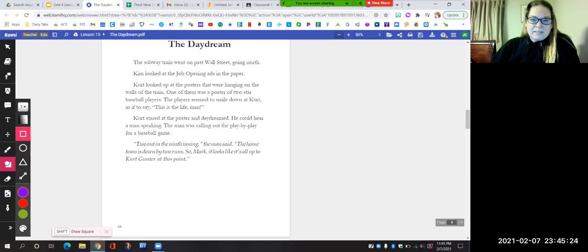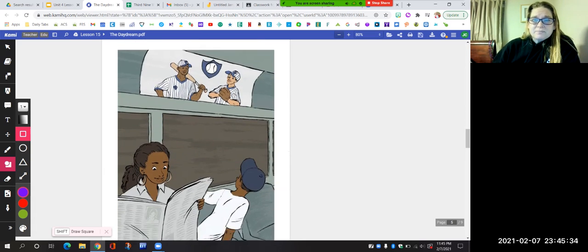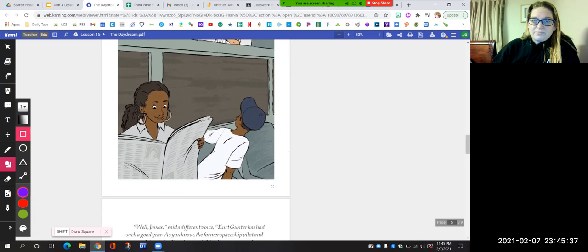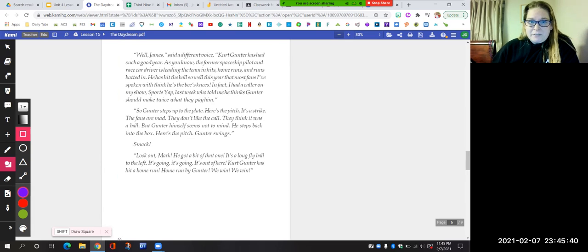2 out in the ninth inning, the man said. The home team is down by 2 runs. So, Mark, it looks like it's all up to Kurt Gunter at this point. Well, James, said a different voice, Kurt Gunter has had such a good year. As you know, the former spaceship pilot and race car driver is leading the team in hits, home runs, and runs batted in. He has hit the ball so well this year that most fans I've spoken with think he's the bee's knees. In fact, I had a caller on my show, Sports Yap, last week, who told me he thinks Gunter should make twice what they pay him.